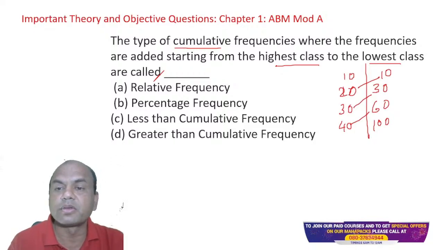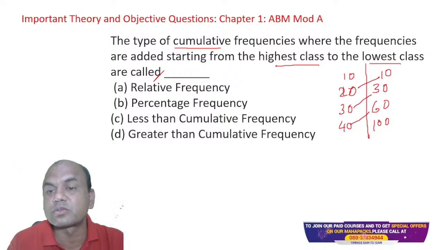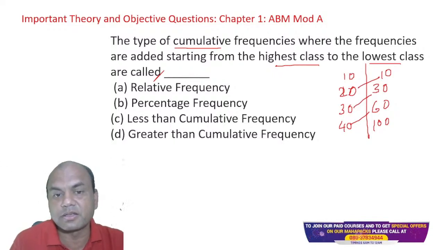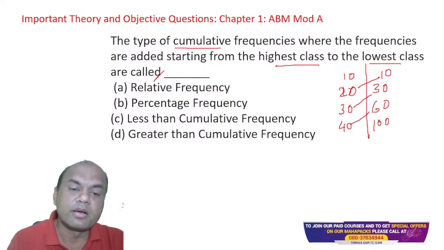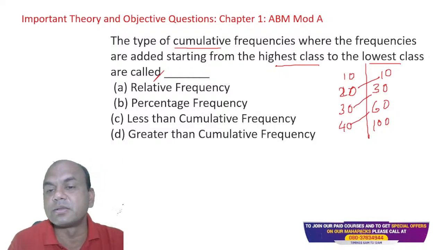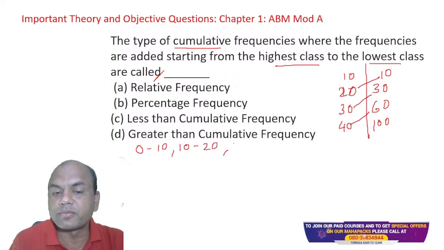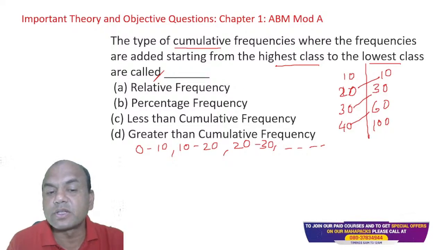So this is cumulative. Now the question is when the frequencies are added from the highest class to the lowest class. Highest to the lowest means what? What do you mean by the word class actually? Suppose I have these numbers, 10, 20, 30, 40. Now I'll divide these numbers in classes. For example, 0 to 10, then 10 to 20, 20 to 30, and so on. I go on arranging this. So this is known as a class.